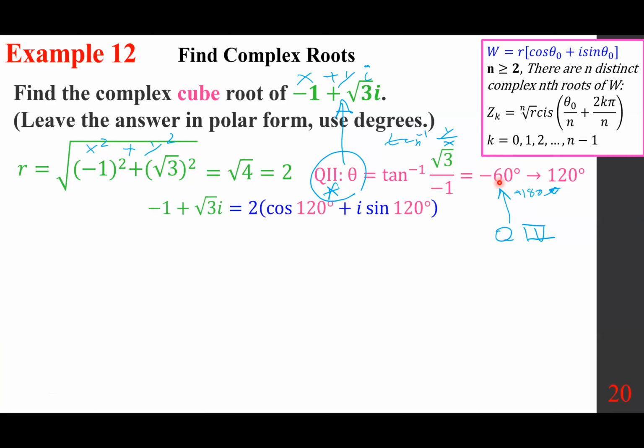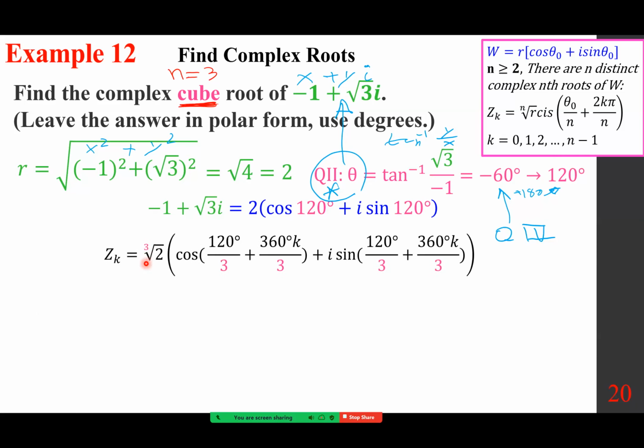We want the cube root. We are going to use this formula, which says z sub k is the nth root of r cis theta 0 over n plus 2k pi over n. So we want the cube root of 2. So we're going to write z sub k is the cube root of 2 cosine of, we're going to divide this one by 3, plus 360k divided by 3. So again, I want to make sure we understand that, n is 3. Okay.